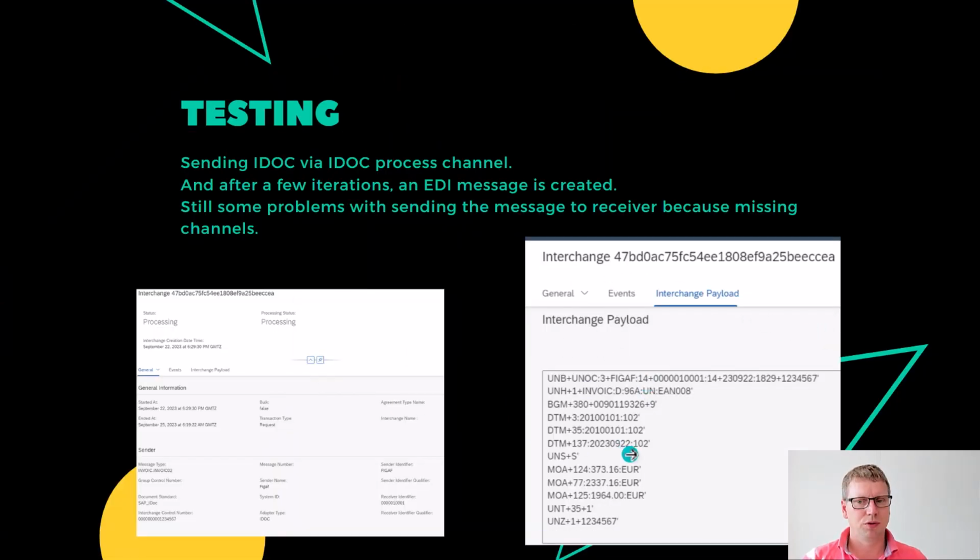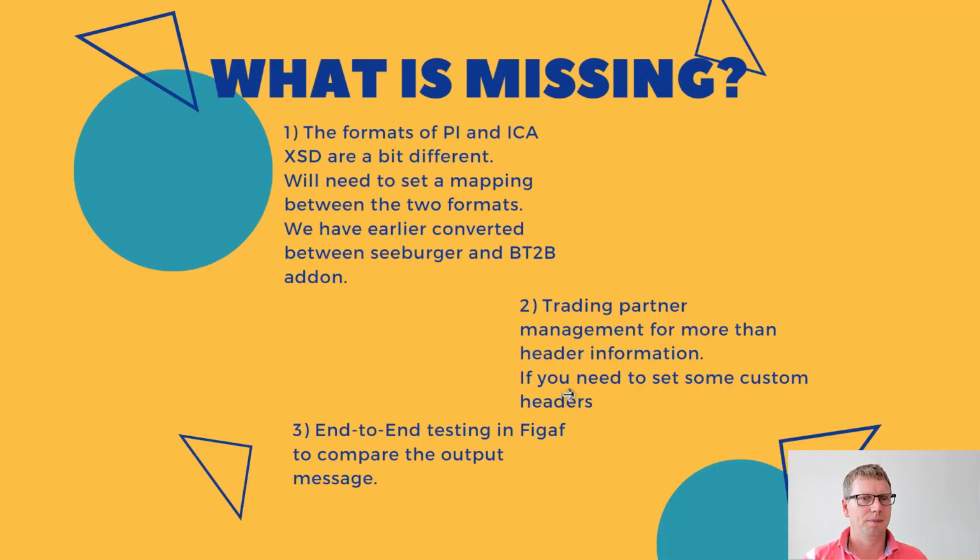We can see that it is producing EDI messages. And then the last thing is, so these are the things and the gaps we have. Currently, we know that there's a difference between the PI B2B add-on schemas and the integration content advisor schemas. They're a little different. We have done changes of EDI structures and message mapping before between Seeburger and B2B, so it's not really that difficult to fix these things. It is something we would need to spend a few iterations on getting it right, and this is where we will be improving the tool on.